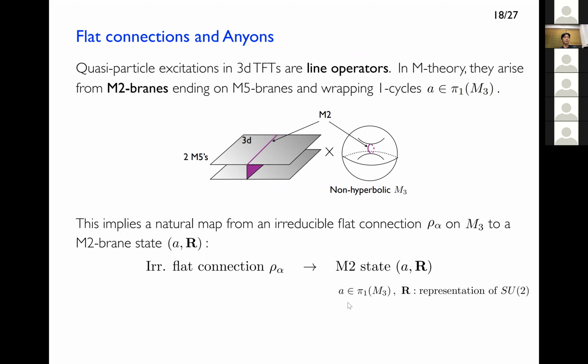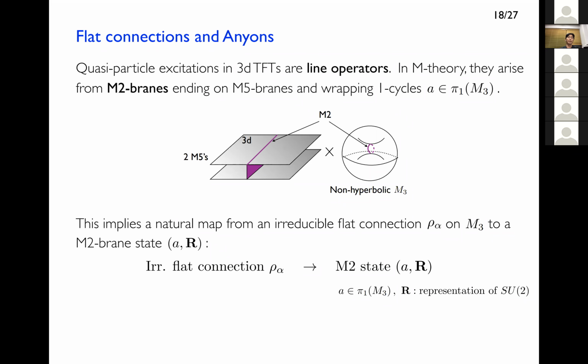In 3D TFT, anyons are quasi-particles and they are basically line operators. In the M-theory construction, such line operators come from M2 branes ending on M5 branes, stretched between M5 branes and wrapping one cycle A inside the three manifold, like this cartoon. M2 branes can wrap around the non-shrinking one cycle in a non-hyperbolic three manifold, and it becomes a one-dimensional line defect in 3D space-time. It therefore becomes an anyon if the 3D theory flows to a topological theory.